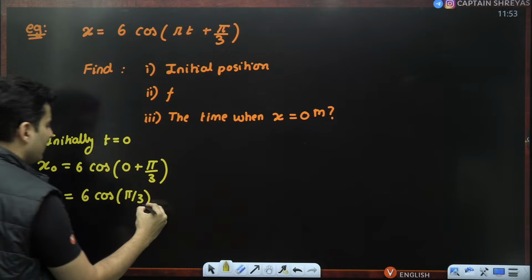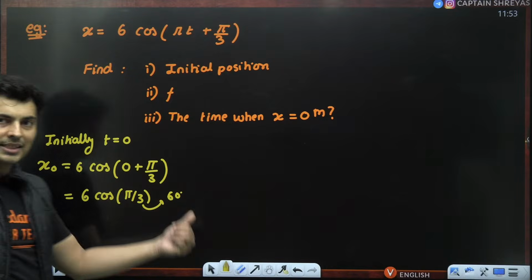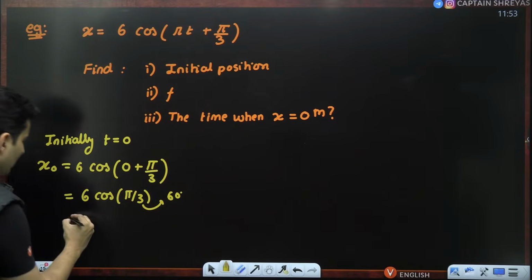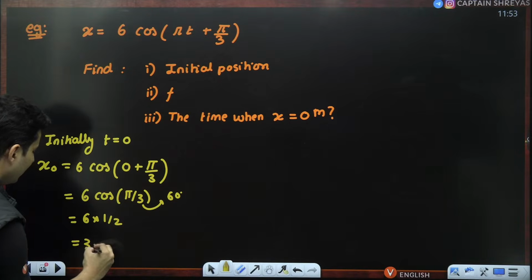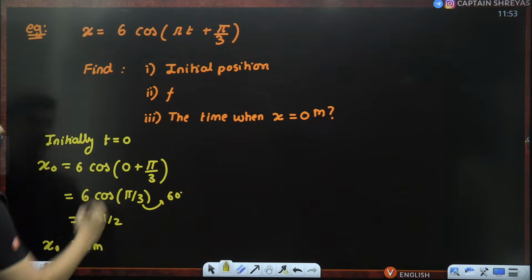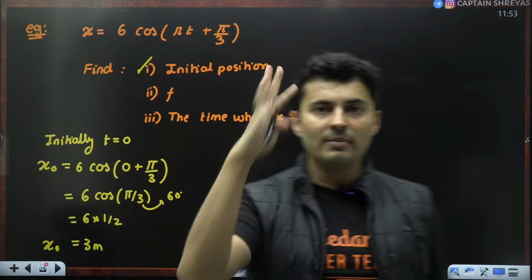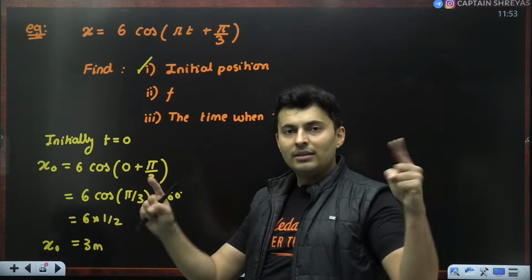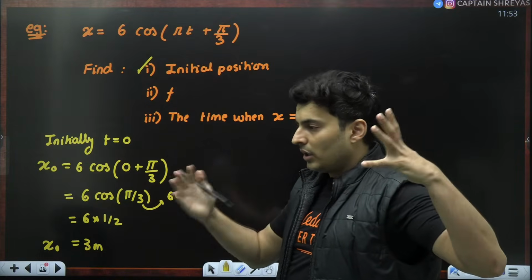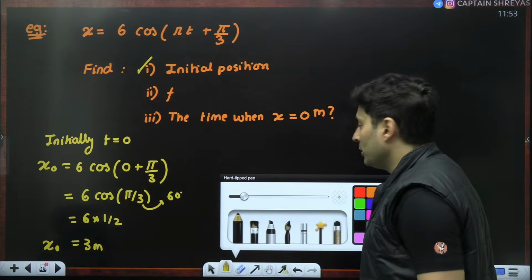What is pi by 3? Pi by 3 is nothing but 60 degrees. Cos 60 is half, so it will be 6 multiplied by half, which is nothing but 3 meters. So the initial position we have done, the answer is 3 meters. Everyone fine? So it did not start from the origin point, x is equal to 3 meters.